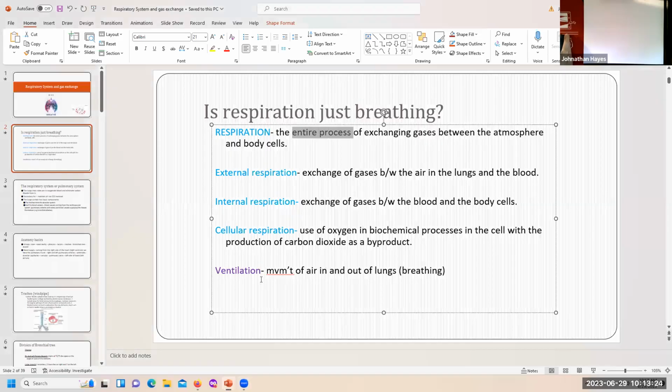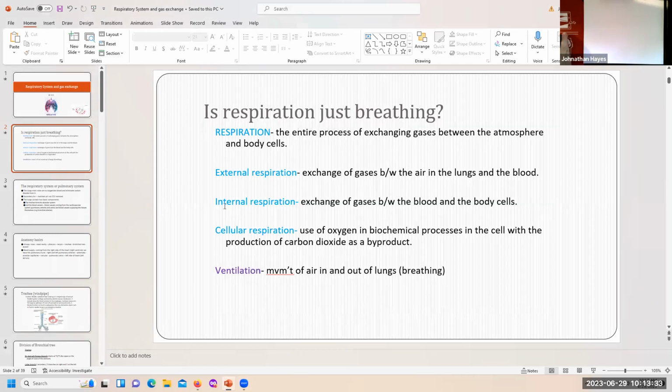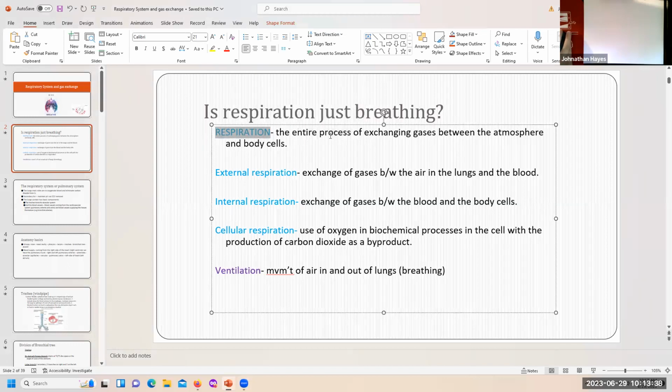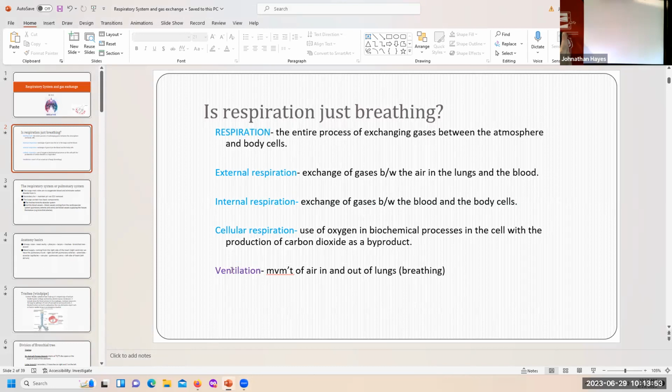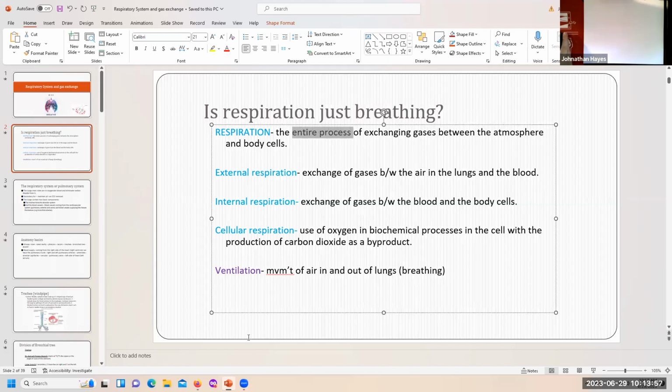And then ventilation is what most people think respiration means to begin with, which is basically just the movement of air in and out of the lungs. But now we know better because we are super educated, and we know that respiration is a much larger process than just the movement of air in and out of the lungs. But unfortunately, the words that describe ventilation sound more like respiration than they do ventilation, because we call it inspiration and expiration. So it's easy to get these words confused with each other. But respiration is a much larger term.